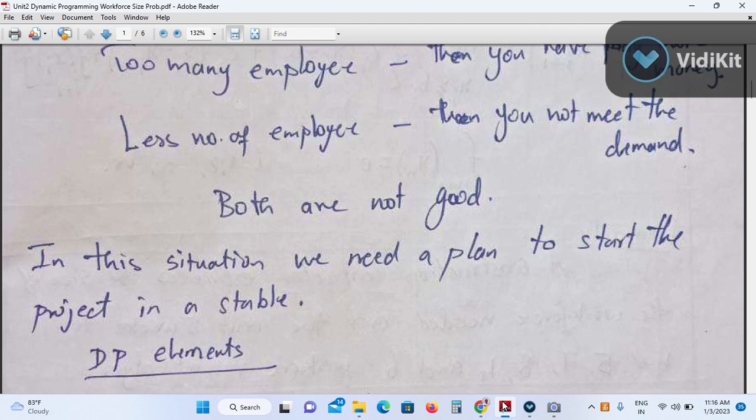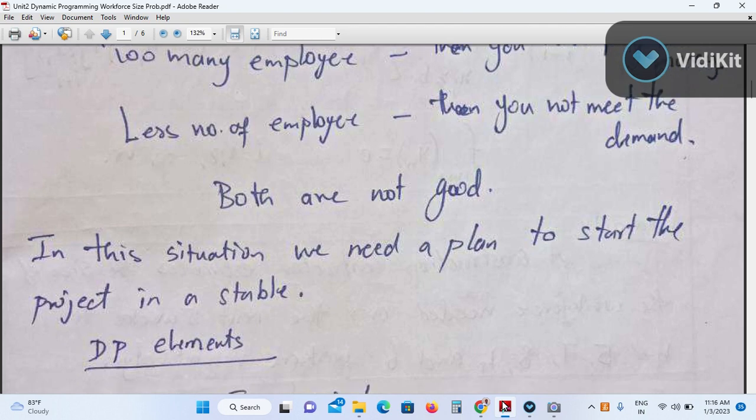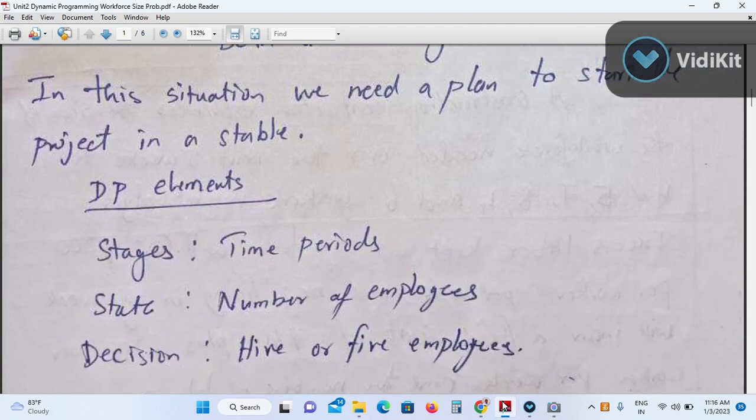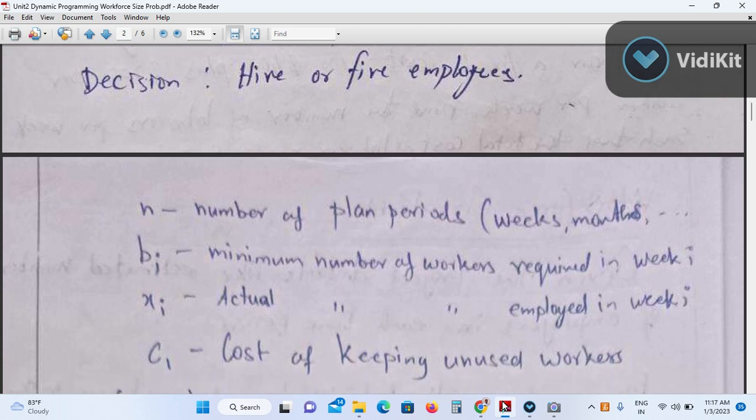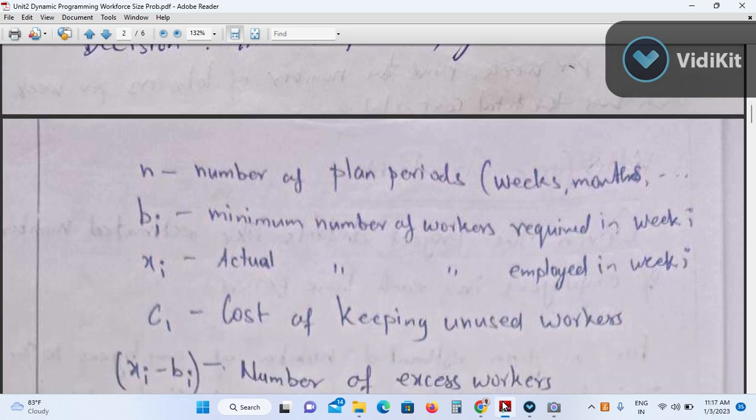So we have to consider particular elements called the dynamic programming elements. These are all the elements we have to consider. One is the stages, which talk about the time periods. Next, the number of employees denotes the states. And the decisions are whether we hire laborers or fire laborers. And some mathematical notations: N denotes the number of plan periods. bi denotes the minimum number of workers required in a particular week or month or year. And xi denotes the actual number of workers in week i.